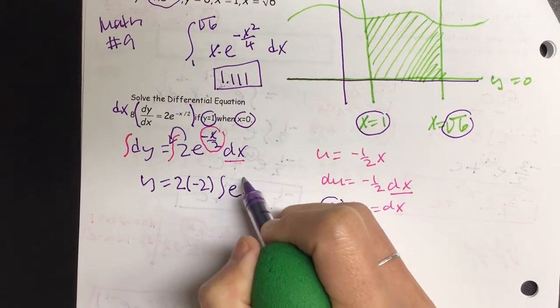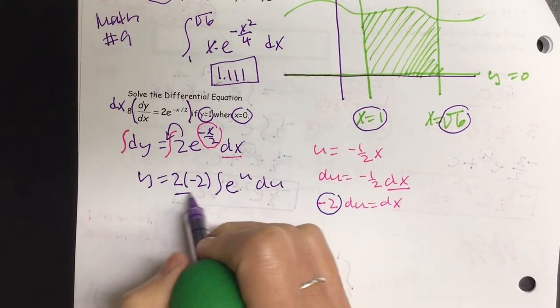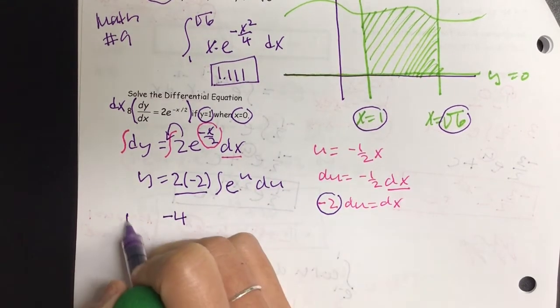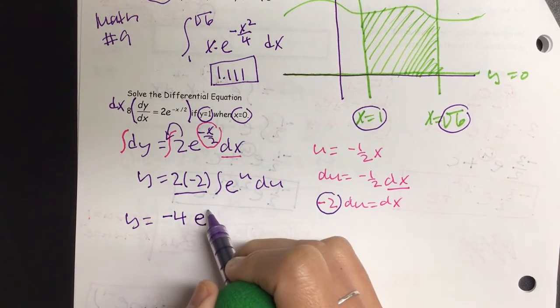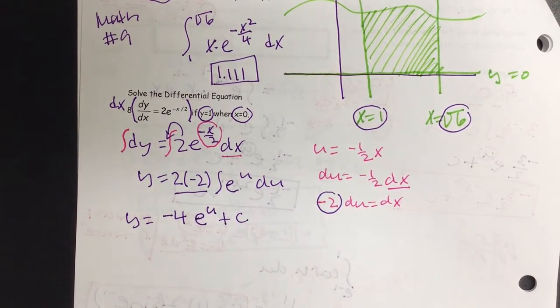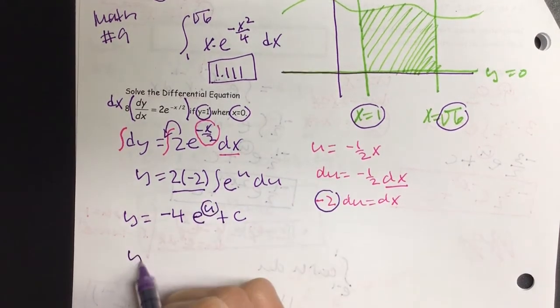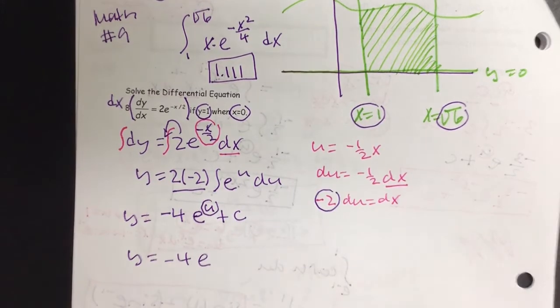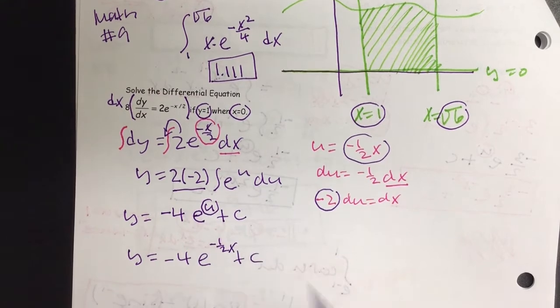Integration of e to the power of u du. So then when I combine the outside, we get negative 4. I should write y is equal to. What is the integration of e to the u? E to the u. What do I need at the very end? Plus c. So then let's plug in our known information. And our known information is not in terms of u, so should we go ahead and convert it? Yep, this guy right here. So we have y is equal to negative 4, e to the power of this guy right here, plus c.